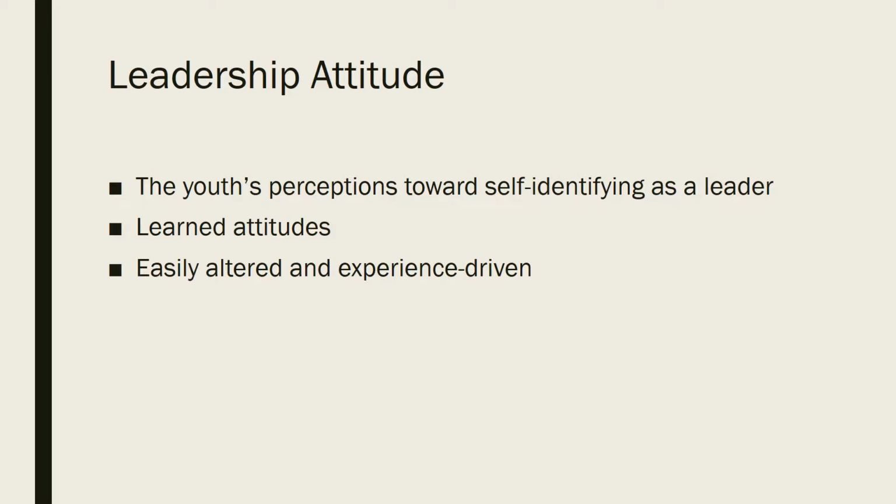The second is leadership attitude. Leadership attitudes and the attitudes about oneself are learned and they're very easily influenced. So the way a teen thinks of themselves determines their disposition to lead and their potential. The leadership attitude a youth has is a direct result of the instruction and influence of those that they consider important in their life. And it can be altered directly through the experiences that they have.